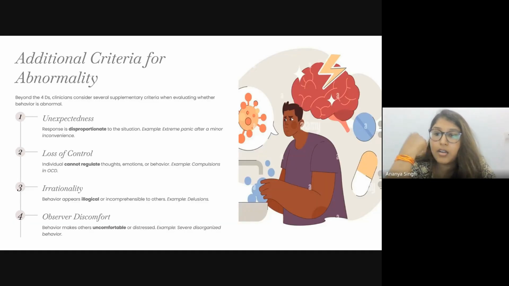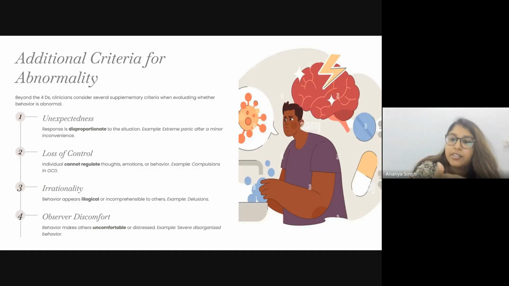Extreme panic after a minor inconvenience, for example. Loss of control. The person cannot control themselves. They cannot regulate themselves, their thoughts, emotions, or behavior. For example, the compulsions that we talk about in OCD. They are almost compelled to perform the compulsions. Therefore, it falls under abnormality. Irrationality. Appears illogical. There is no logic. There is no sense in how they're behaving. For example, the biggest example is delusions or disorganized behavior in schizophrenia, right?